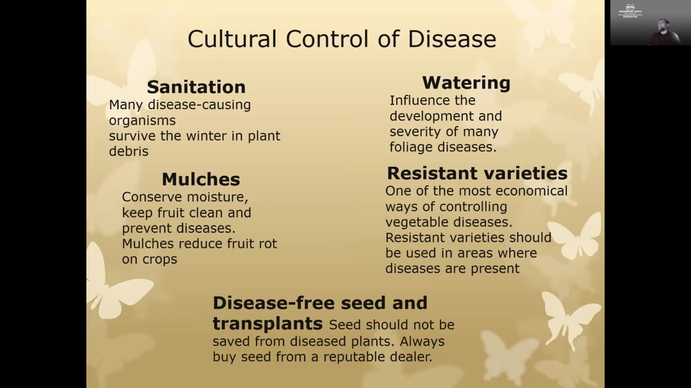The most important things that we can do in order to manage disease in our vegetable garden. First of these, and probably the most important one that we can talk about, is sanitation. Sanitation is just removing any sources of potential disease from the area of the garden. So if you have infested plants, you want to remove those plants, get them out of the area where the garden is going to be.